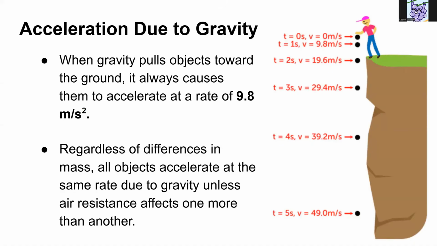Regardless of the differences in mass, all objects accelerate at the same rate due to gravity unless air resistance affects one more than another. So if you have this ball dropping, you see that at each interval of a second, its speed increases by 9.8 meters per second. So it's accelerating at the rate of 9.8 meters per second squared. So this ball will consistently fall that way unless air resistance affects one more than another.